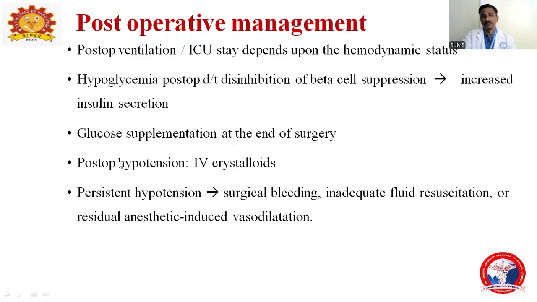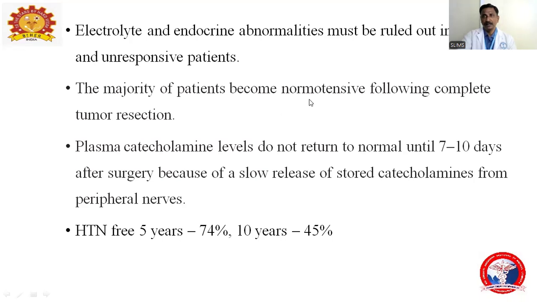For postoperative hypotension management, IV crystalloids are first line fluids. Perioperative hypotension is usually produced by surgical bleeding, inadequate fluid resuscitation, or residual anesthesia-induced vasodilatation. Electrolyte and endocrine abnormalities must be ruled out in a drowsy and unresponsive patient. The majority of patients become normotensive following complete tumor resection. Plasma catecholamine levels do not return to normal until 7 to 10 days after surgery because of slow release of stored catecholamine from the peripheral nerves.